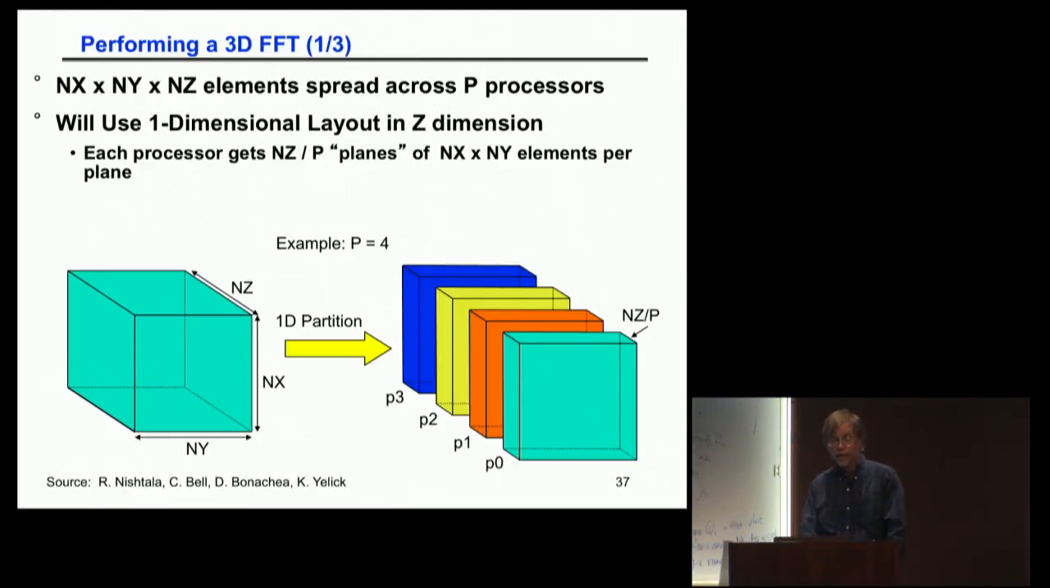Okay, so here's the initial layout. I have this cube or block of data. It doesn't have to be a perfect cube, so it has dimensions nx by ny by nz. And the initial layout, if I had 4 processors, each processor would get 1/4 of the slices, so nz over p. So that's what it's going to look like.